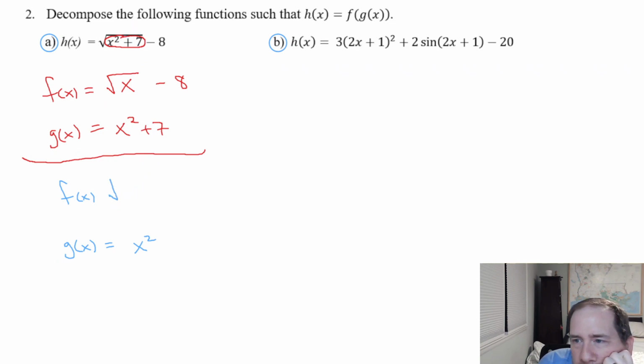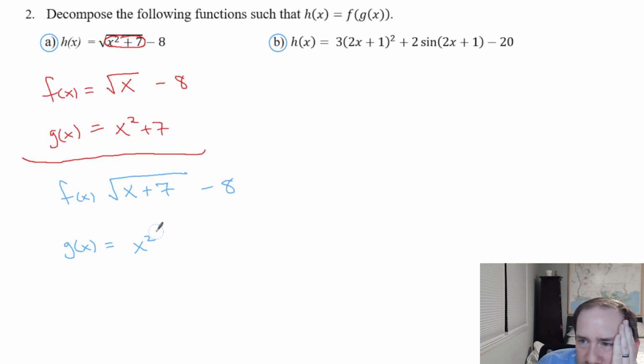Then that means here you would just need a placeholder x for the x squared, but the plus 7 would still be under the radical. The minus 8 would still be outside. And then I'd be taking the g of x, substituting it in for the x and getting the right thing.